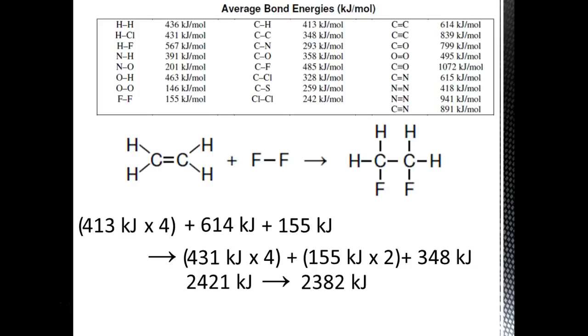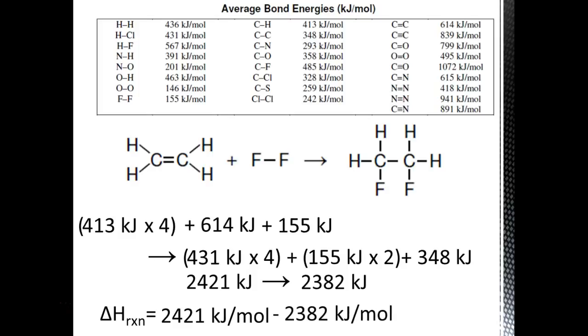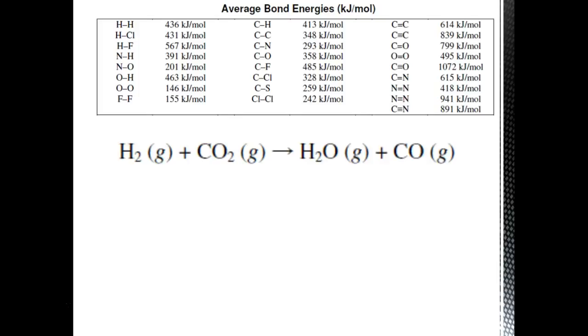Now, if I use the exact same equation, all I'm looking at are my reactants and my products. I have 2,421 kilojoules per mole, and then I'm going to subtract my 2,382 kilojoules per mole. Okay, which gives me 39 kilojoules per mole, telling me this is an endothermic reaction. I'm going to need more energy in order to form this reaction. Okay, so most of the time, your equations are going to be given to you something like this.